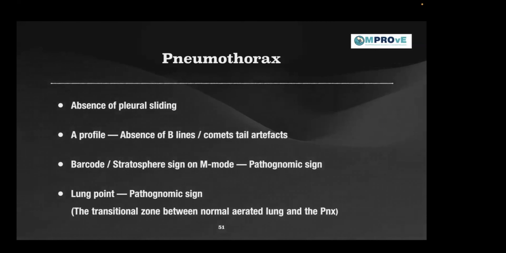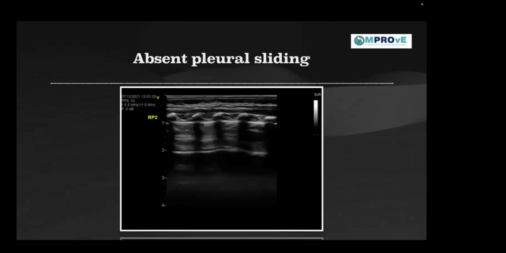It's basically a transitional zone between the normal aerated lung and the area of the pneumothorax. You might not see lung point if it is quite a sizable one or a complete collapse of one side of the lung. But if you see it, it means there is a transition between the normal lung and the pneumothorax area.